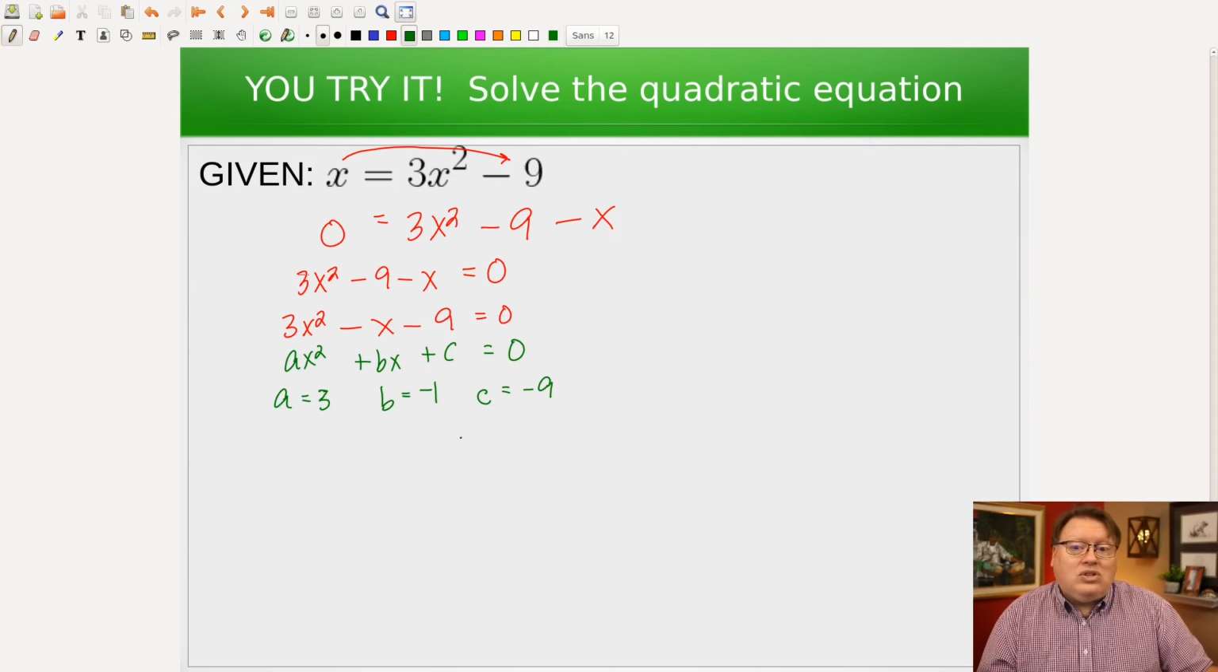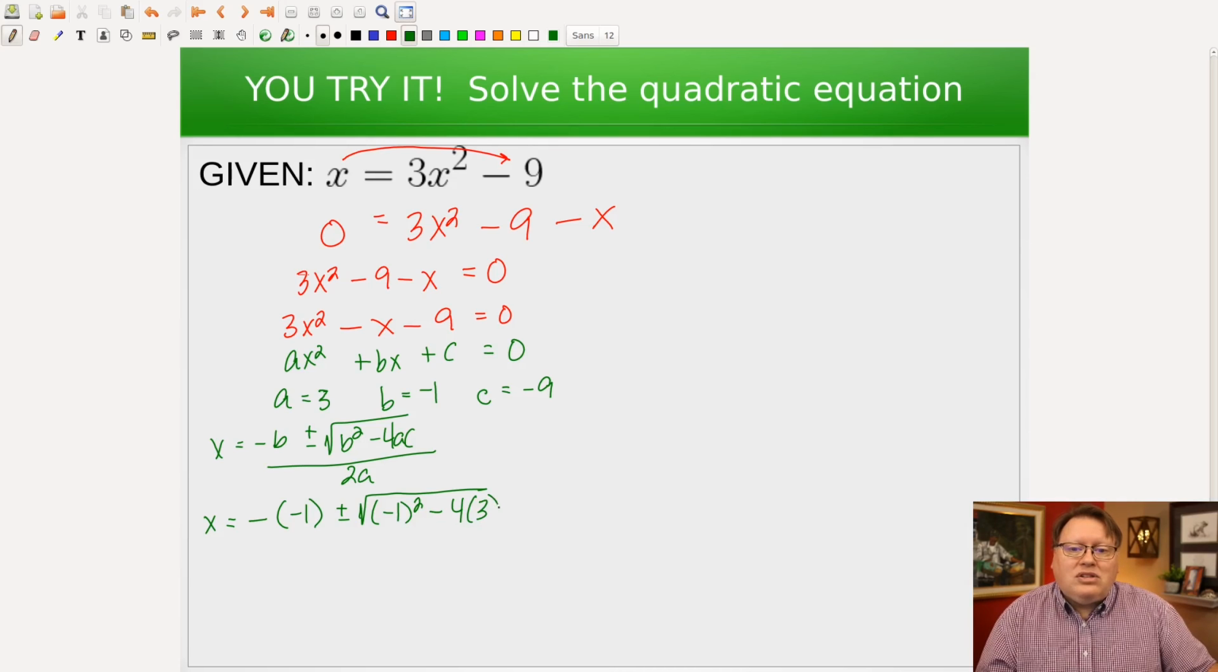Now we want to substitute into the quadratic formula, and I want to write that out first. Hopefully you're getting this down. You can just write it out. Then we substitute into the formula. In this case, we have the opposite of b, so the opposite of negative 1, plus or minus the square root of b squared, that's negative 1 squared, minus 4 times a, which is 3, and c, which is negative 9. All of this is over 2 times 3. So you also don't always get a 1 on the bottom with the 2.